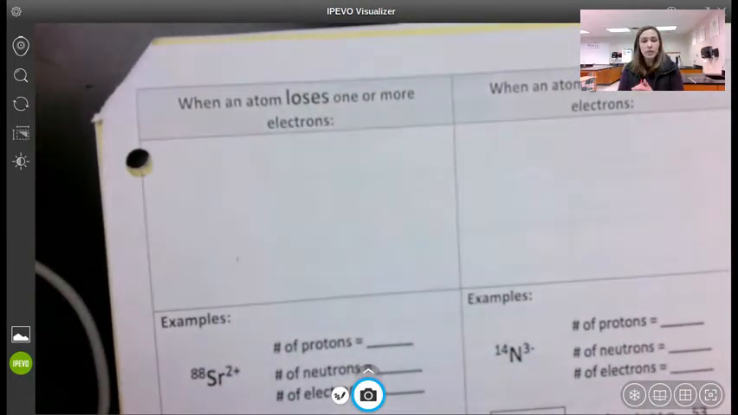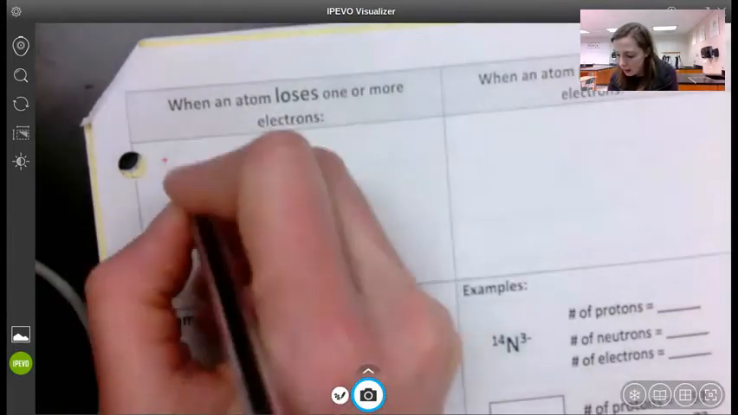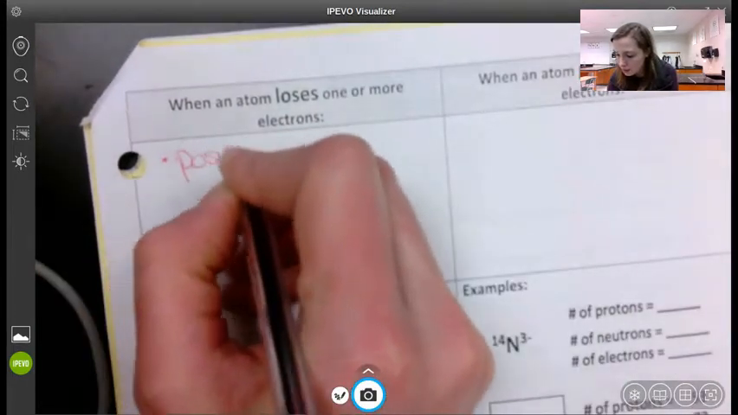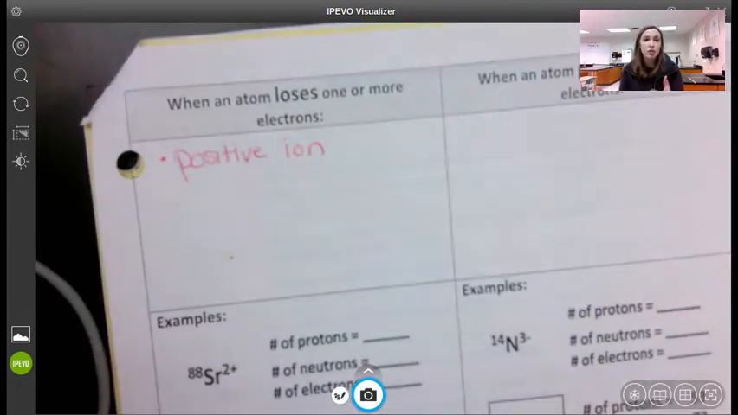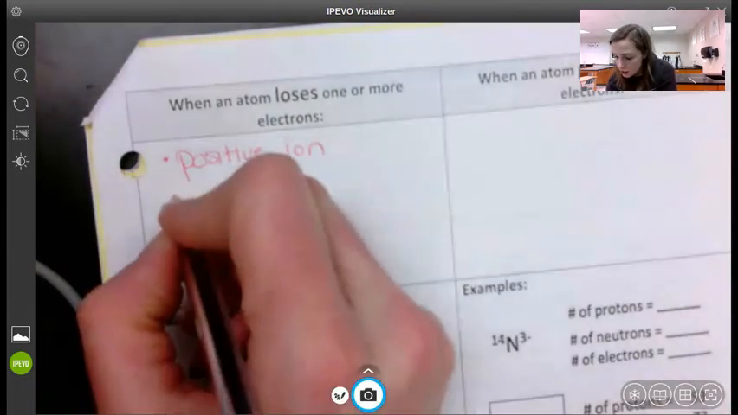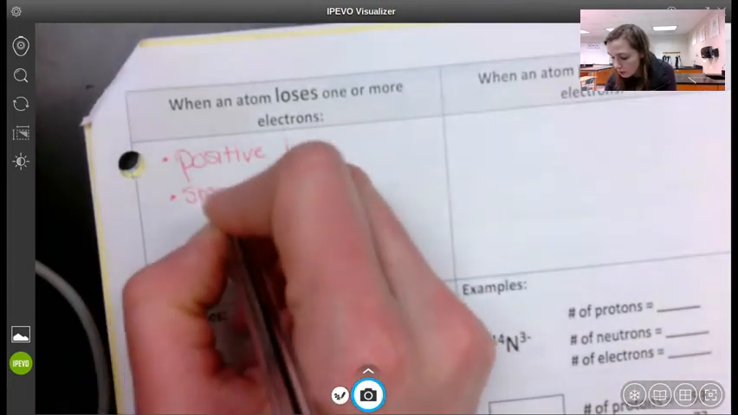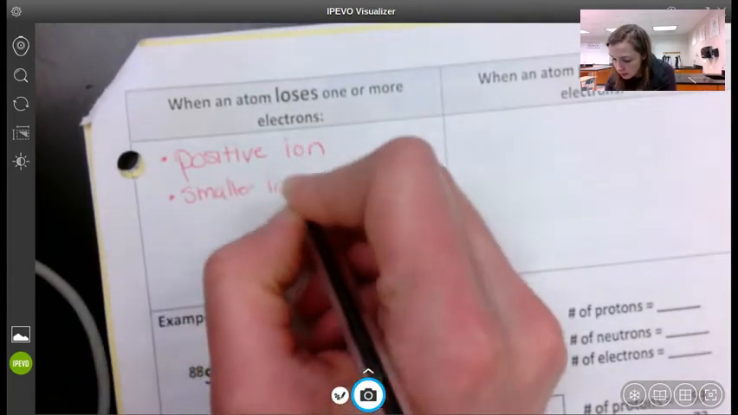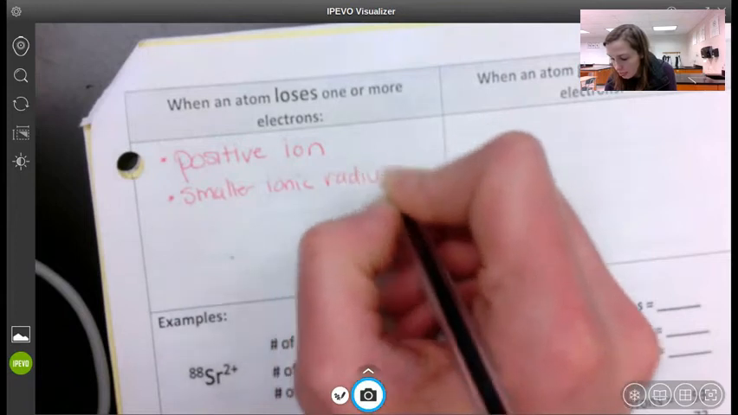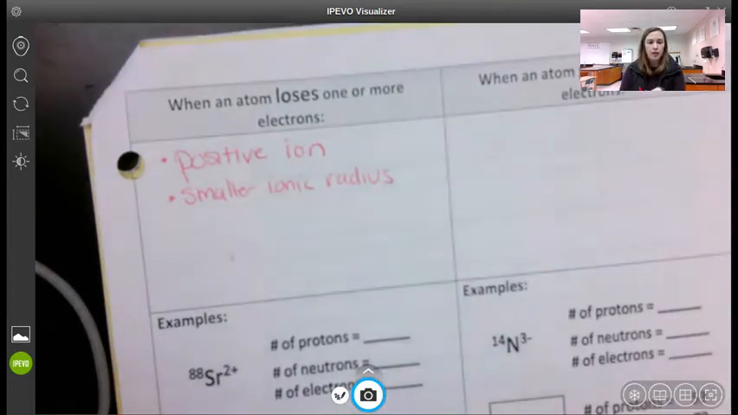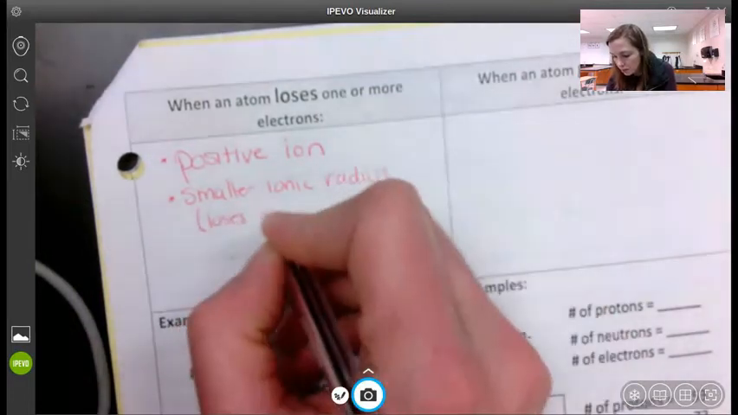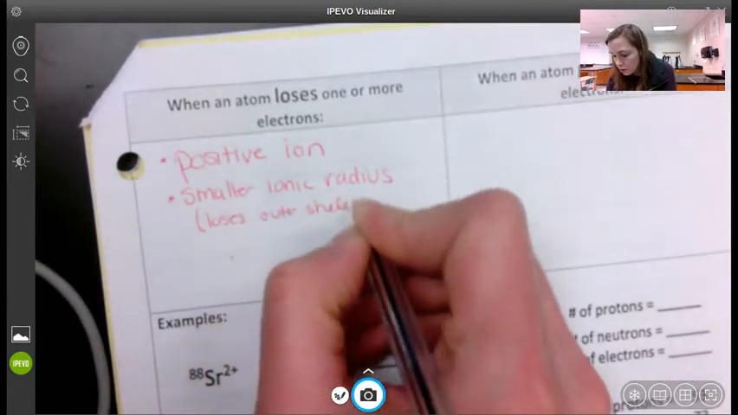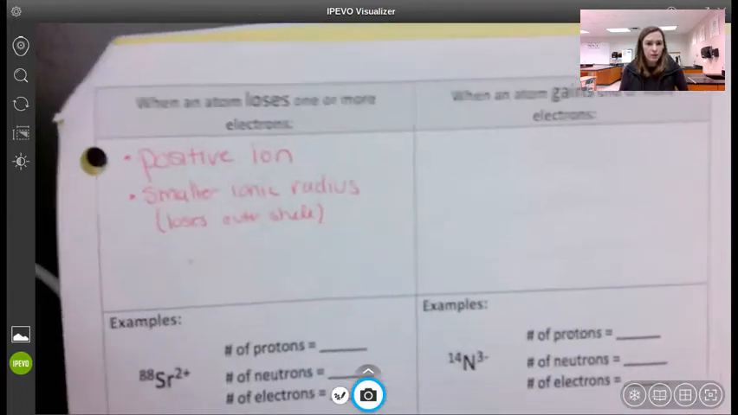When an atom loses 1 or more electrons, we already talked about how it becomes a positive ion. And because it's losing those electrons, it's going to create a smaller ionic radius. It actually loses the whole outer shell, which we'll be going back to, when it loses its negative electrons.